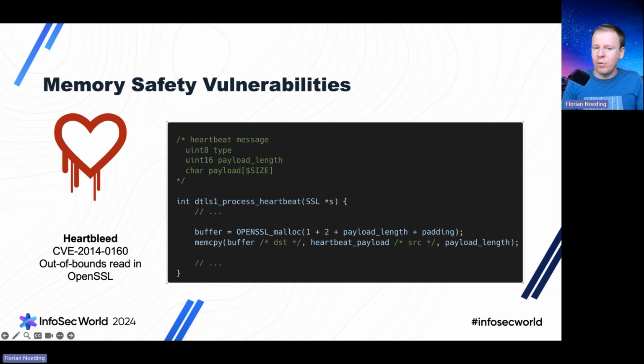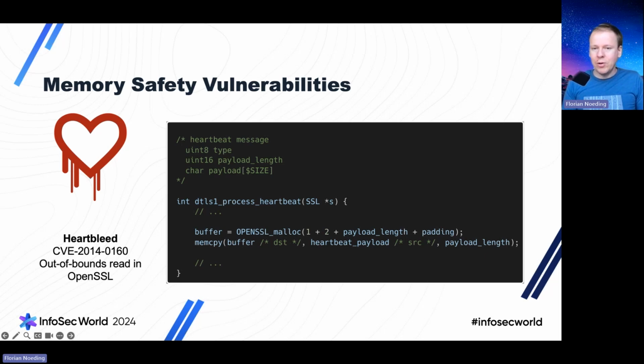And in the code, the following happens first. A buffer is allocated, and this has the right length. And then we are copying into this buffer, which is the destination, the heartbeat payload, the in-memory representation of what the client sent us. And then we use the payload length without validation, and that's the bug.